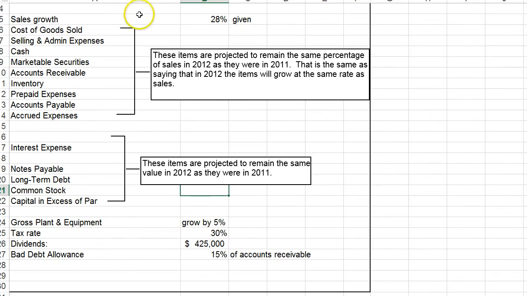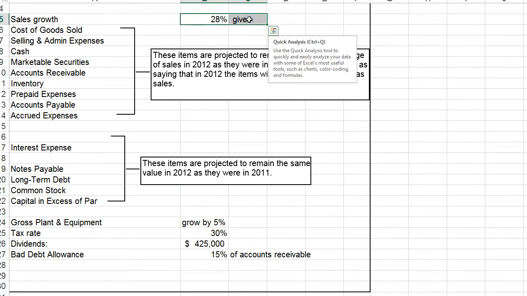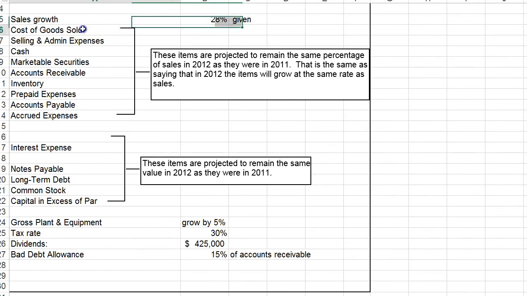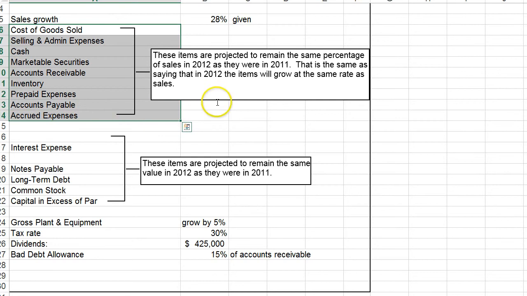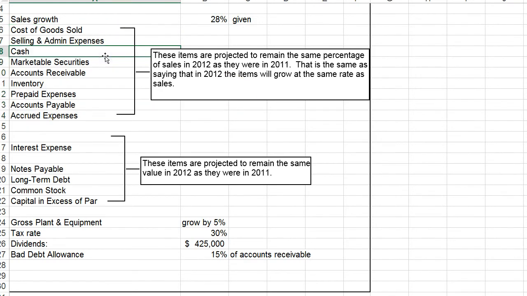So here we have a sales growth of 28%. So we know that sales is going to grow by 28%. And all these categories here are going to grow at 28%. So if they say that they're projected to remain the same percentage of sales, if you were to calculate a percentage of sales, one way to do that is to look at last year's sales and what percentage, say, cash is of last year's sales. And then you can get this year's sales, and using algebra, you can keep it at that same percentage. So maybe it's actually 9%.